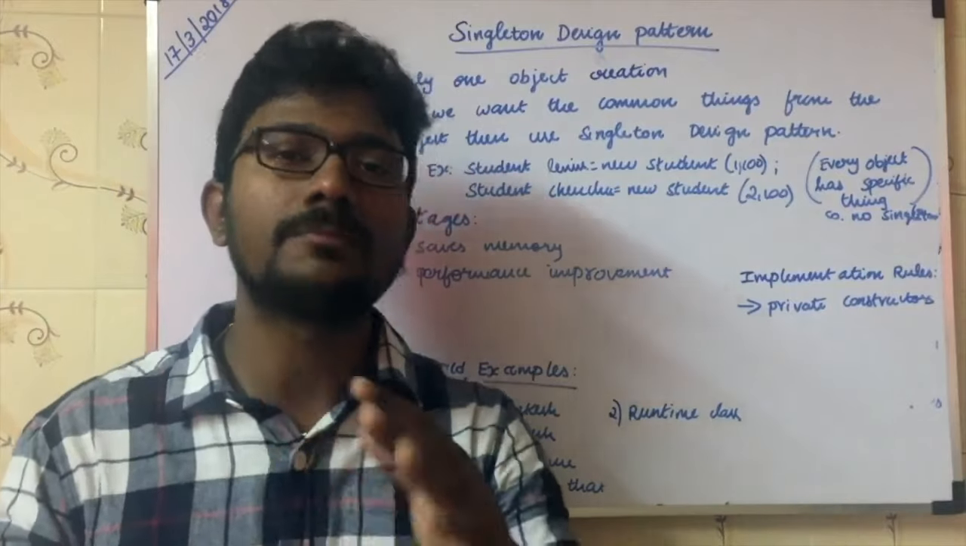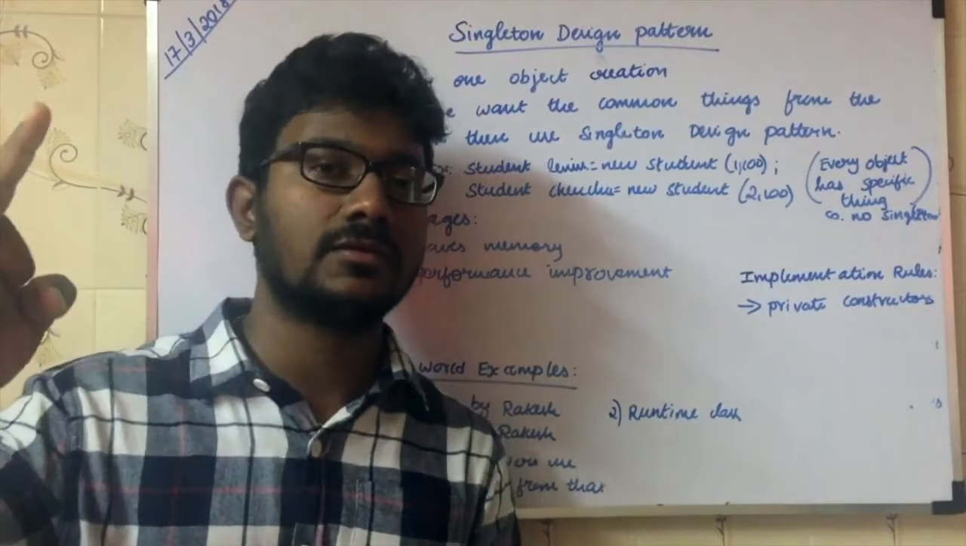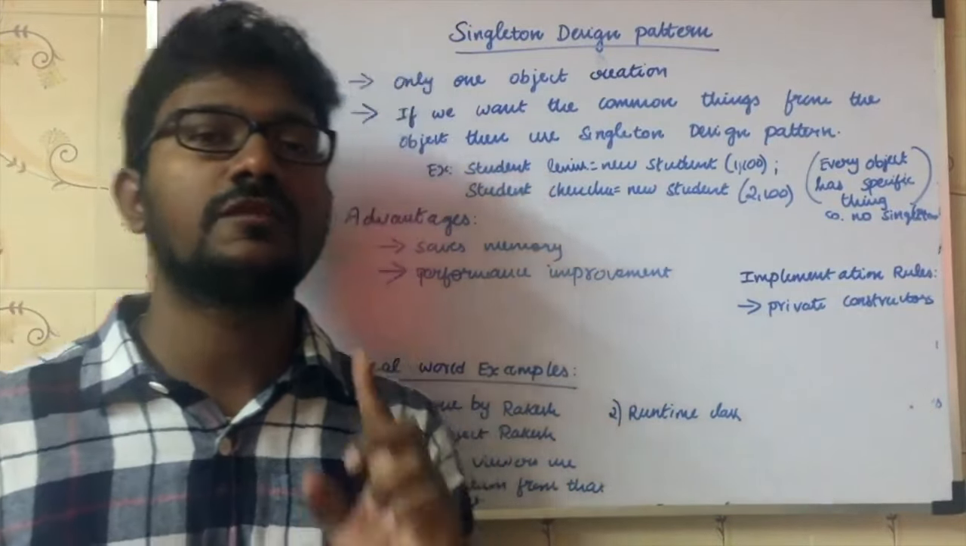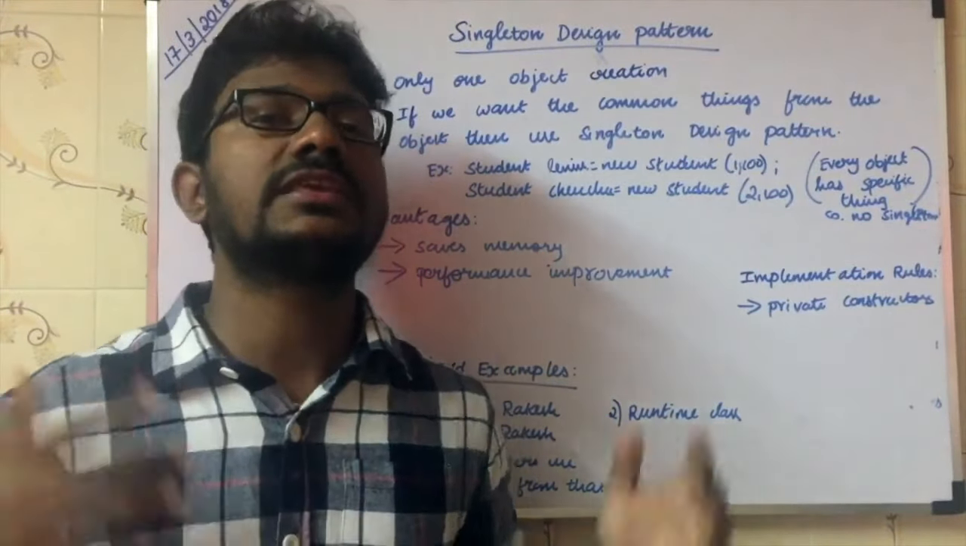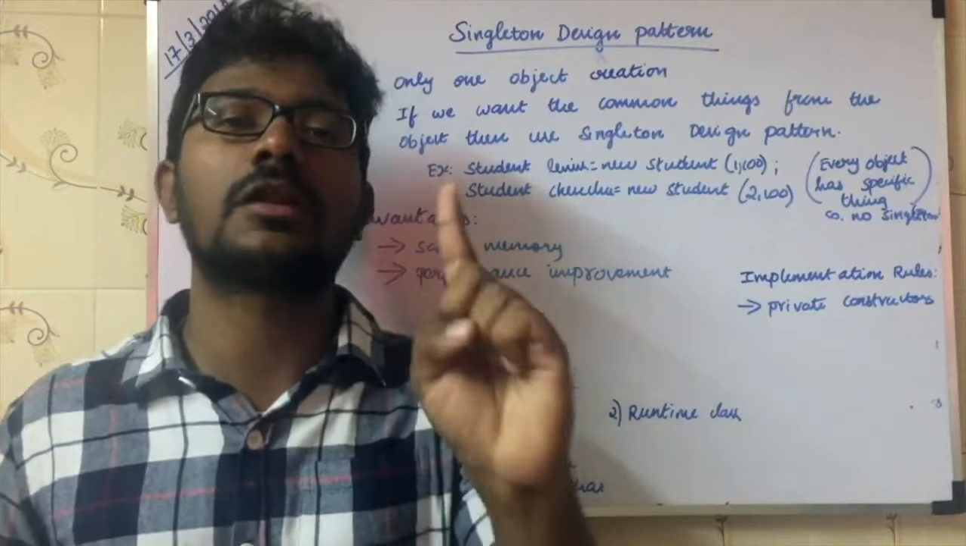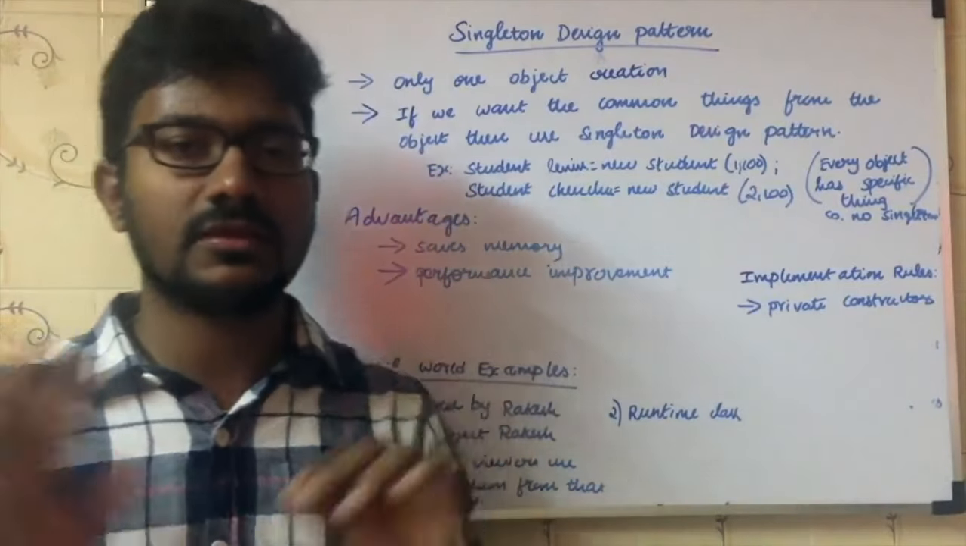Suppose you are trying to create multiple objects for the class, the JVM doesn't allow that. The JVM allows only one object creation. That object would be reused n number of times. That's the power of Singleton.